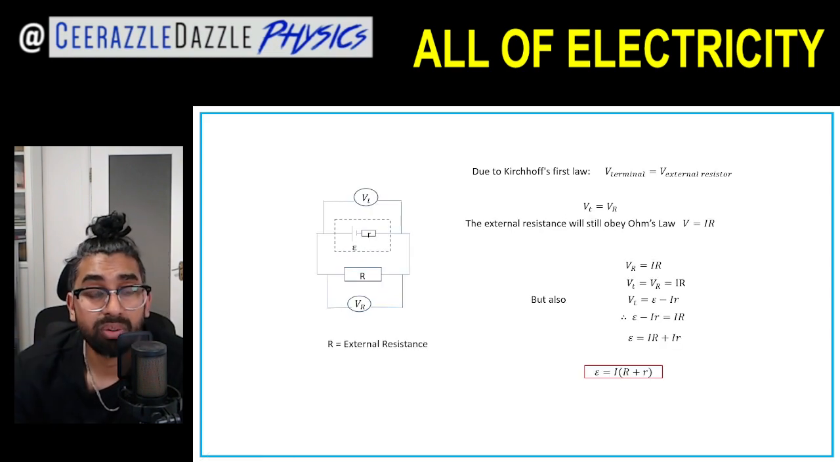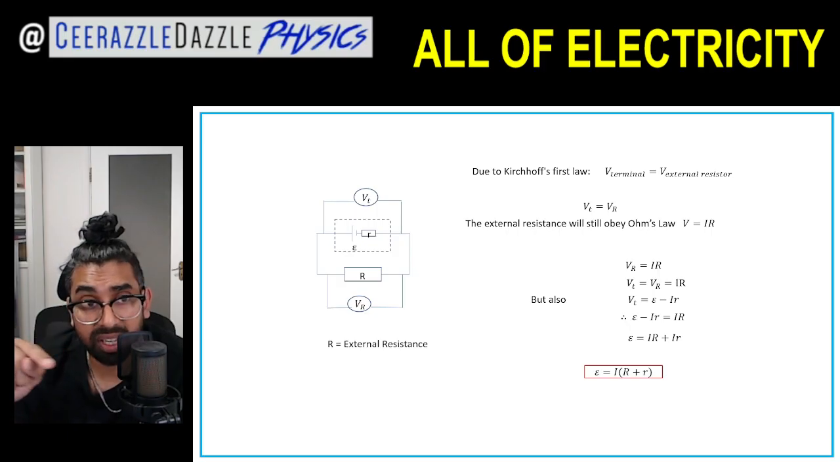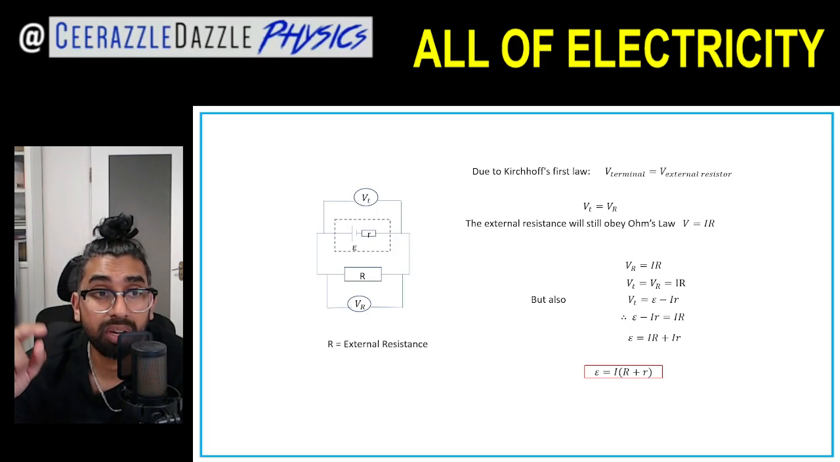Now, in a bit more detail, I've connected the power source to an external resistance, capital R. So look at that circuit, it's now connected to external resistance capital R. We're going to put a voltmeter across the terminals and a voltmeter across the external resistor capital R. Let's look at the mathematics behind it.